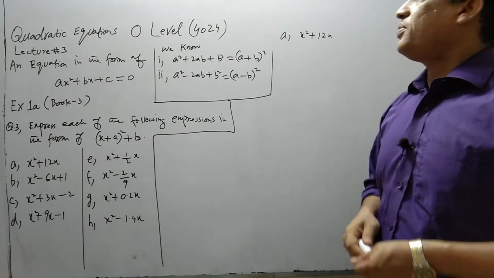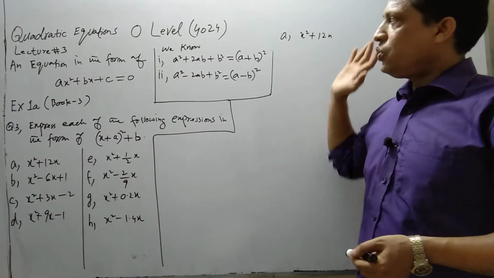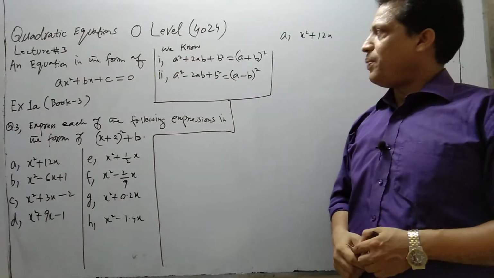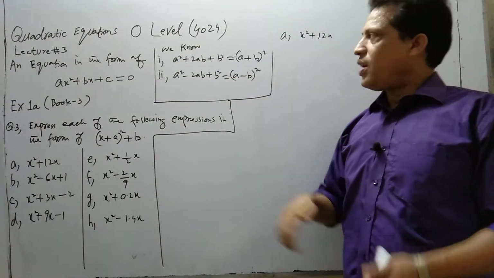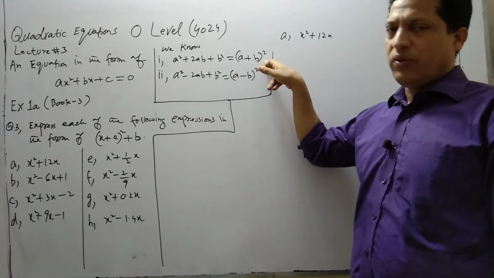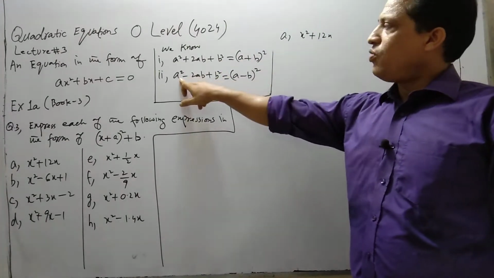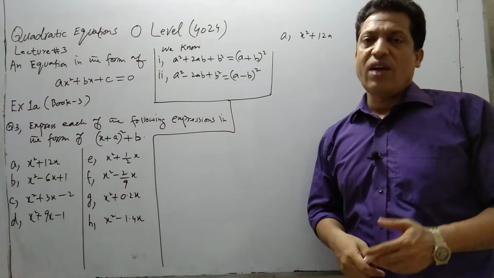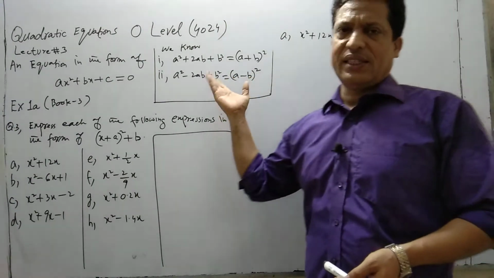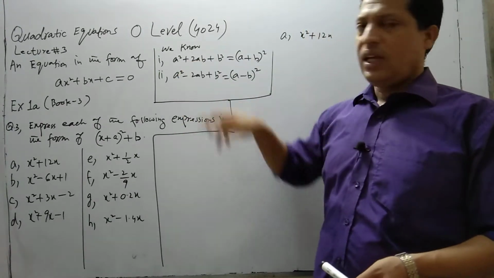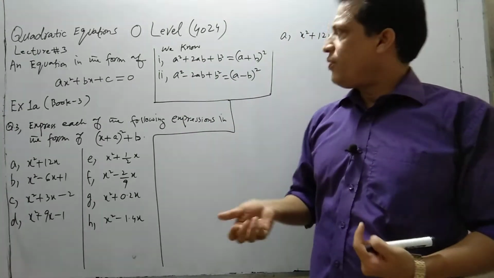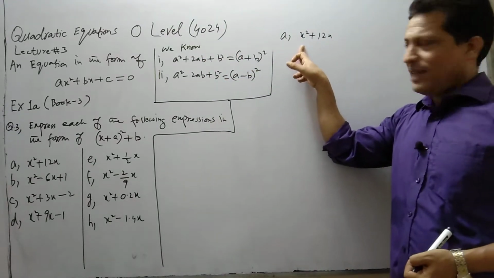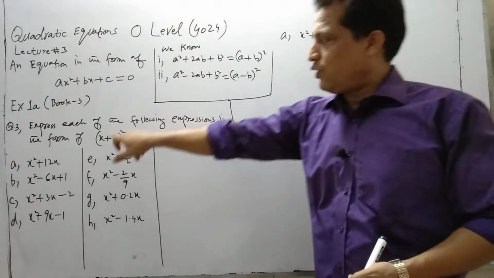We should learn about two formulae: one is a square plus 2ab plus b square is equal to (a plus b) whole square, and a square minus 2ab plus b square is equal to (a minus b) whole square. You have already learned these two formulae in lower classes, class 6 and 7. So we will take help from these two formulae to convert this expression x square plus 12x into this form.